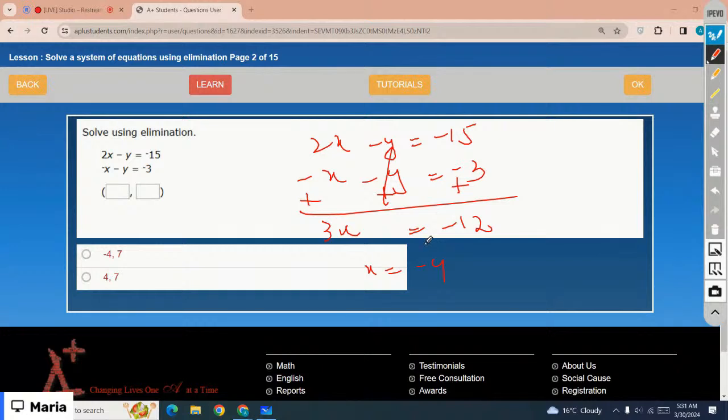Now you can substitute the value of x in any of the equations and solve for y. I'm going to substitute here. Negative 4 minus y equals negative 3. So 4 minus y equals negative 3. Negative y equals negative 3 minus 4. Negative y equals negative 7. So y equals 7. So here is the solution.